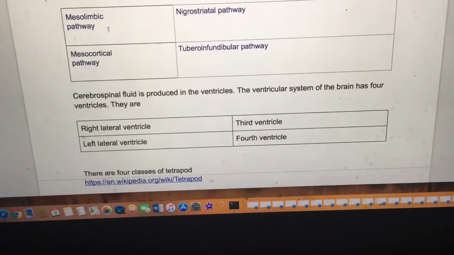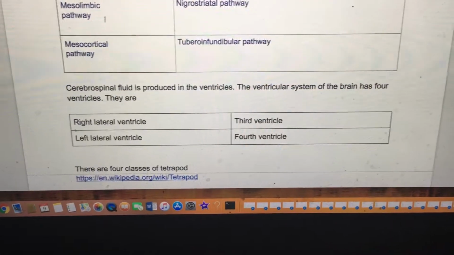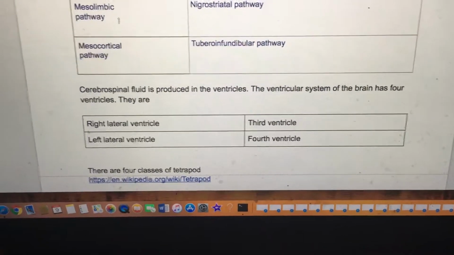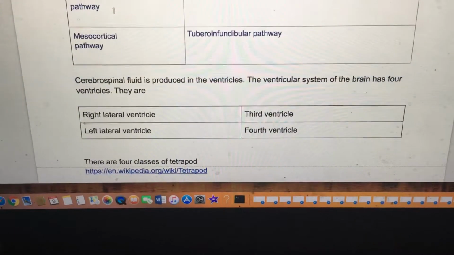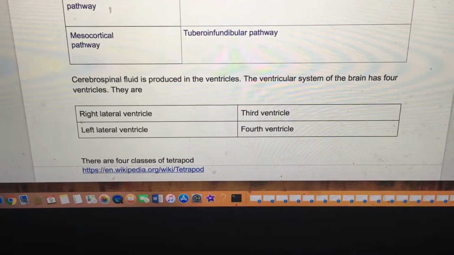Cerebrospinal fluid is produced in the ventricles. The ventricular system of the brain has 4 ventricles. They are right lateral ventricle, left lateral ventricle, 3rd ventricle, 4th ventricle.